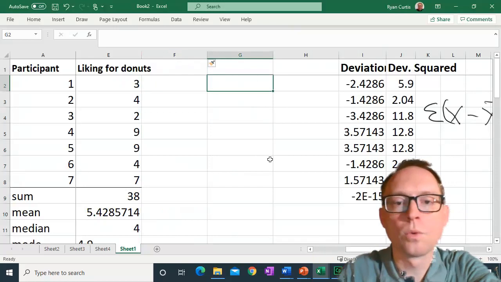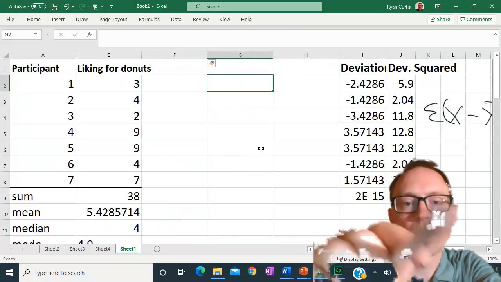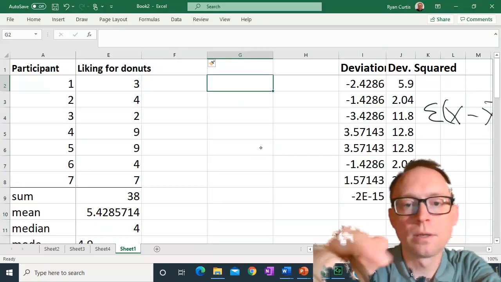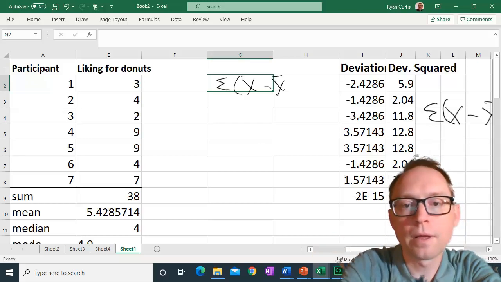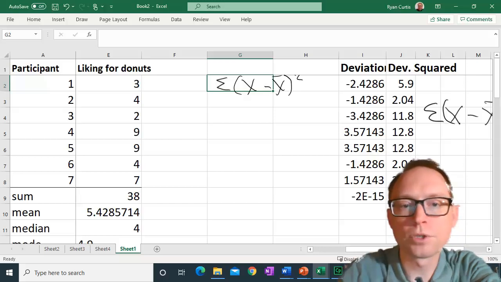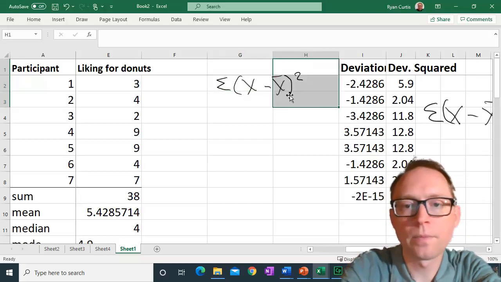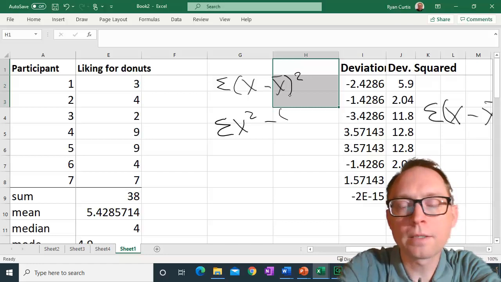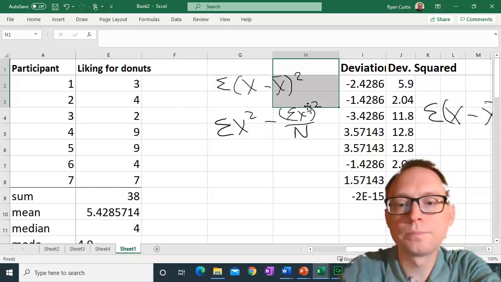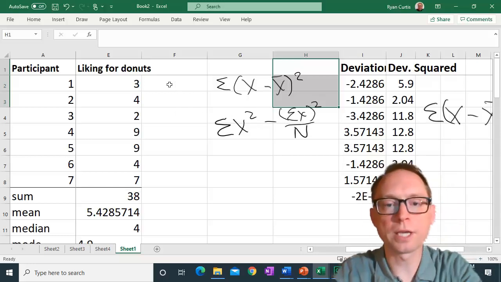We are looking for the sum of squares, and you can do that in two different ways. You can do the sum of x minus x bar squared, which is what we did previously, right? That's what we did before. Or you can do the sum of x squared minus the sum of x squared over n. So that's what we're going to do right now. We're going to do that second formula right now.